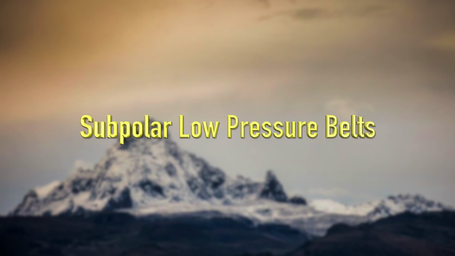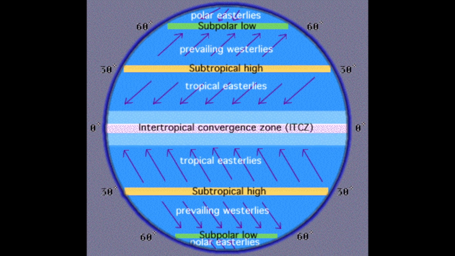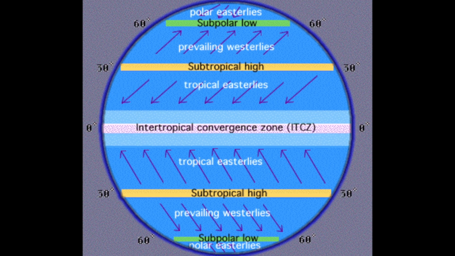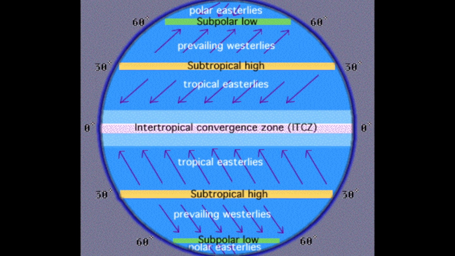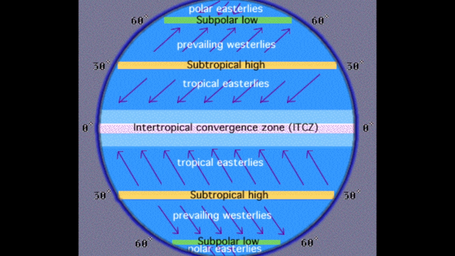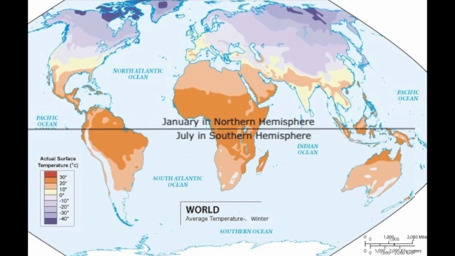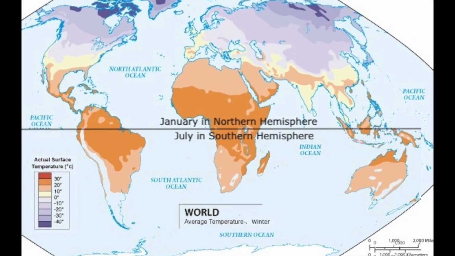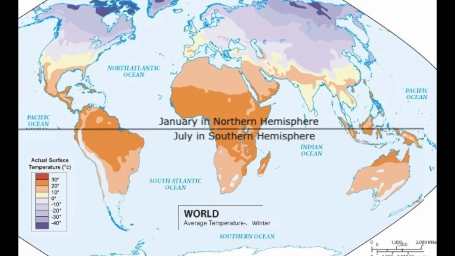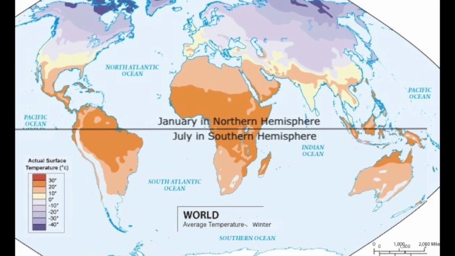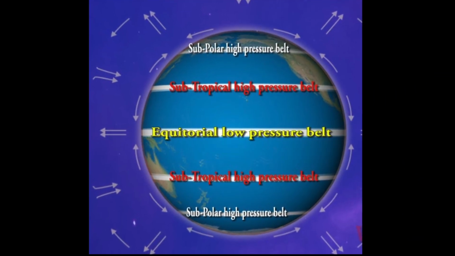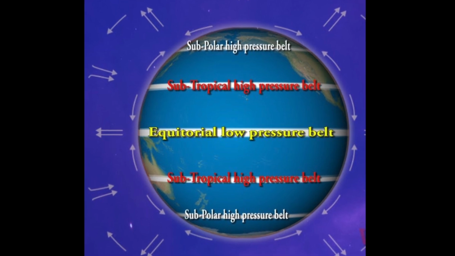Subpolar low pressure belts. In the southern hemisphere, there is an uninterrupted belt of low pressure between the latitudes 60 degree and 70 degree, where there is a vast expanse of oceans. But in the northern hemisphere, there are large land masses between these latitudes which are very cold. Therefore, the pressures over these land masses are increased. Thus, the continuity of the subpolar low pressure belt in the northern hemisphere is broken.